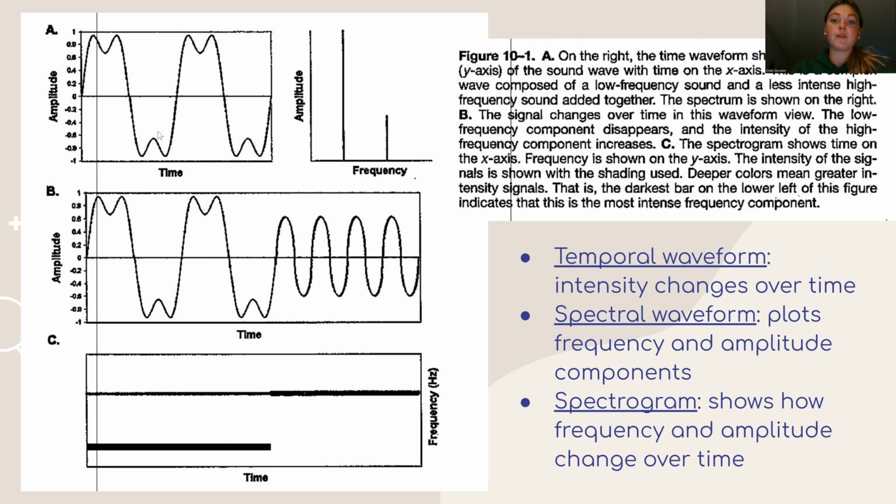So you have temporal waveform, amplitude over time, spectral waveform, which is frequency and amplitude, and then a spectrogram is frequency and amplitude changes over time. And the spectrogram is usually the way that speech signals are conveyed, just because they're very complex and there's a lot of different frequencies and amplitudes that go into them. So a spectrogram usually gives us the most information when we're talking about speech.